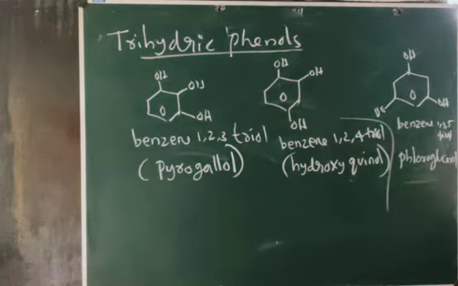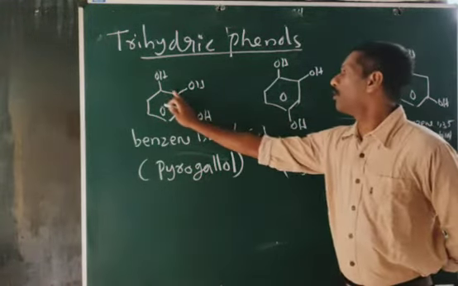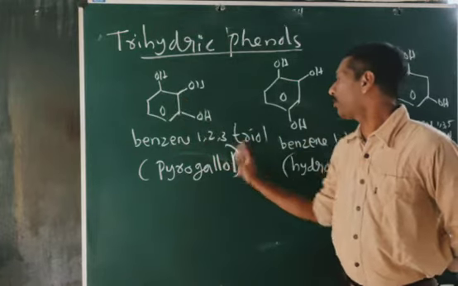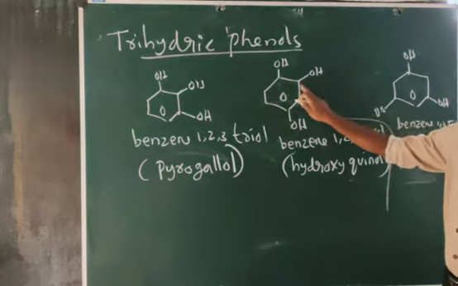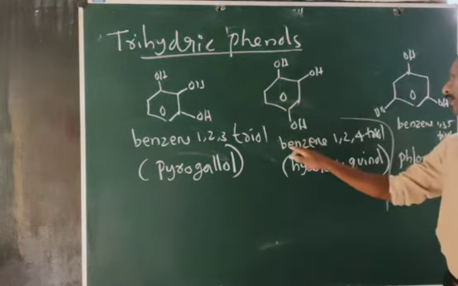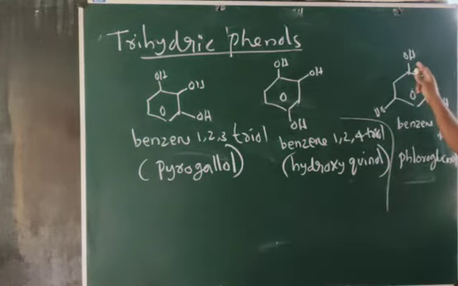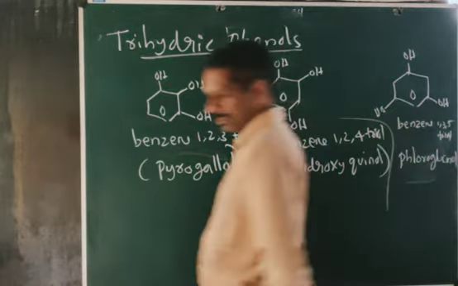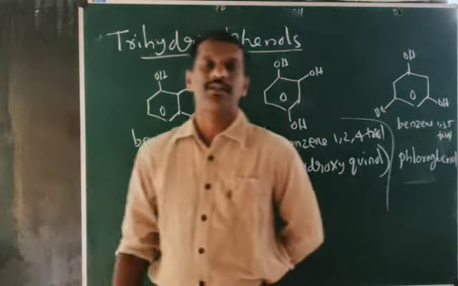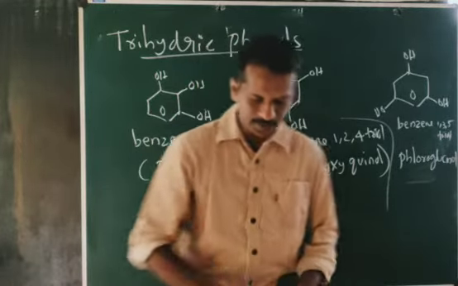These are examples of trihydric phenols. First is benzene 1, 2, 3 triol, known as pyrogallol. Next is benzene 1, 2, 4 triol, known as hydroxyquinol. And the last one is benzene 1, 3, 5 triol, known as phloroglucinol. This is the main classification of phenol: monohydric, dihydric, and trihydric phenols.